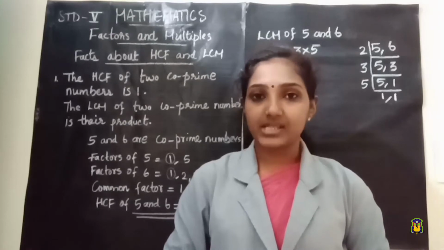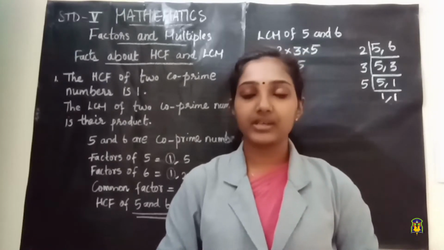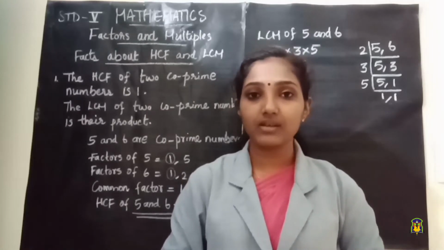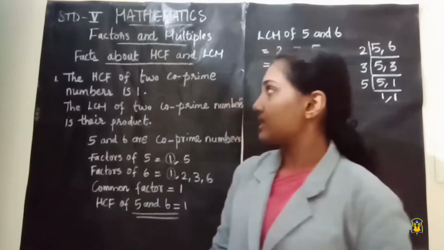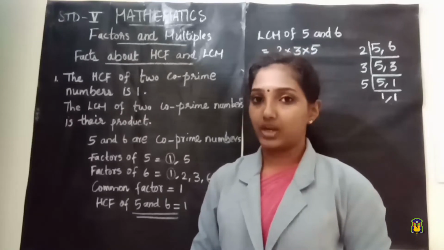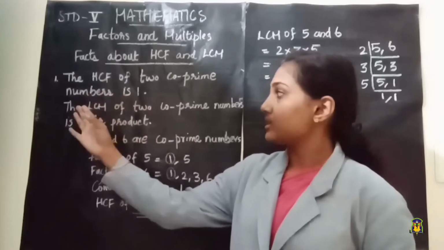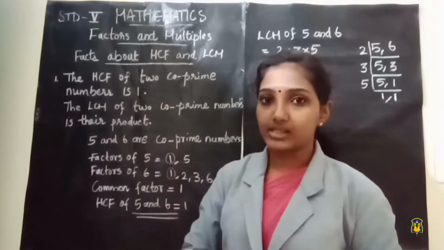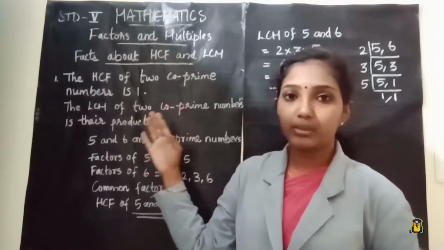So, we have studied how to find the HCF and LCM of two numbers, right? So today in this class we are moving on to some facts of HCF and LCM. Okay, the first fact is that HCF of two coprime numbers is 1, and the LCM of two coprime numbers is their product.